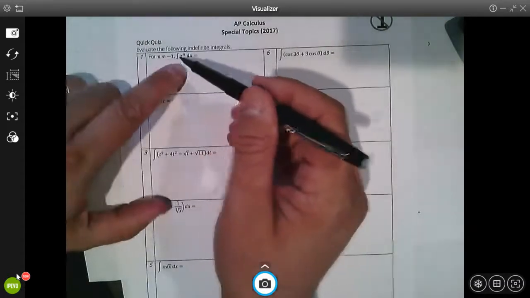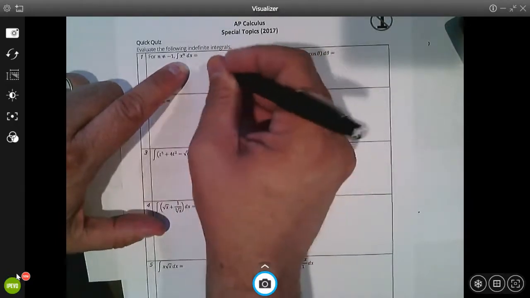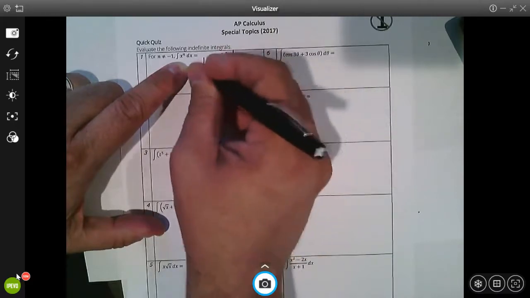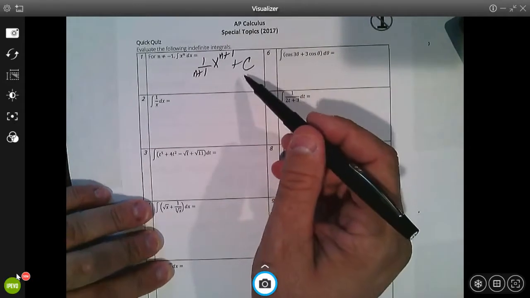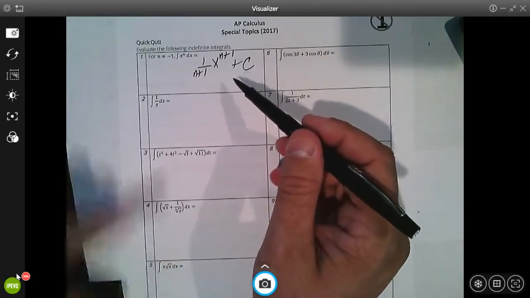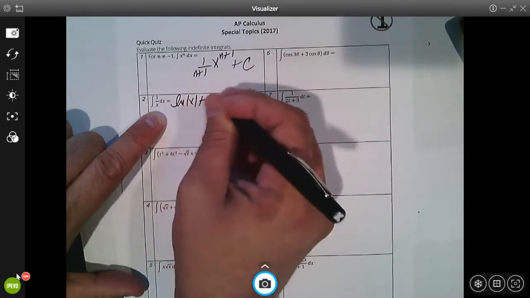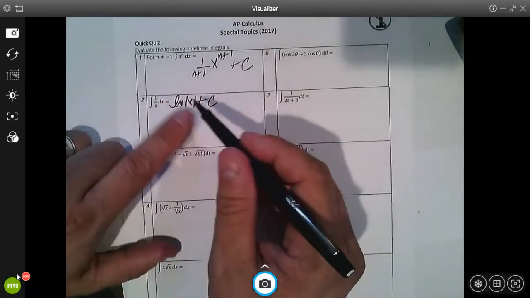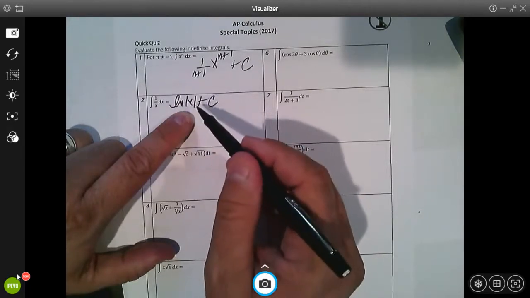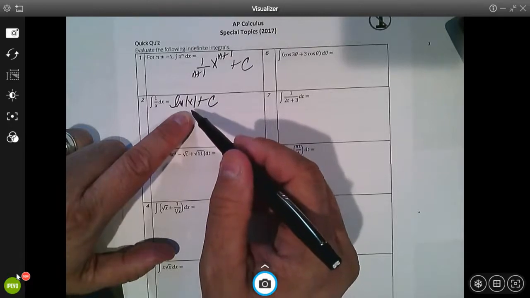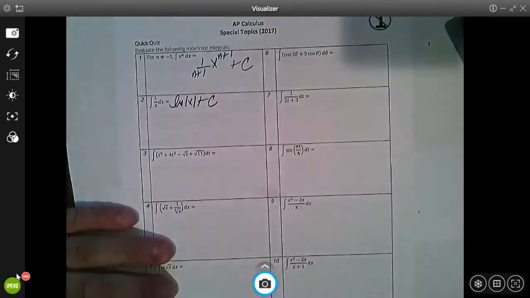Okay, n is not equal to -1. What's the integral of x to a power? Well, that's your power rule. The power rule says add 1 to the power, divide by the new power, and then of course plus c for Charlie, our constant of integration. The integral of 1 over x is the natural log of the absolute value of x plus c. We've talked about this before. It's because of the domain restrictions that come with the natural log of x that we need to have the absolute value bars here.